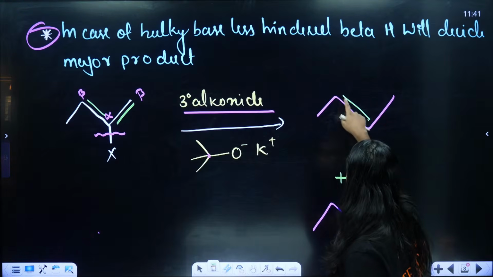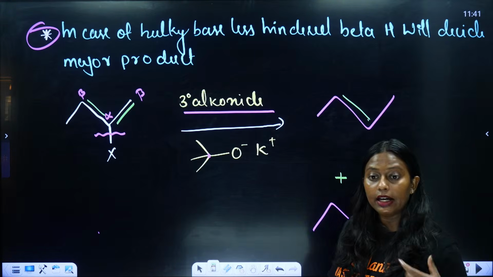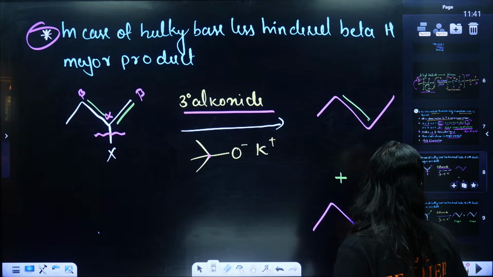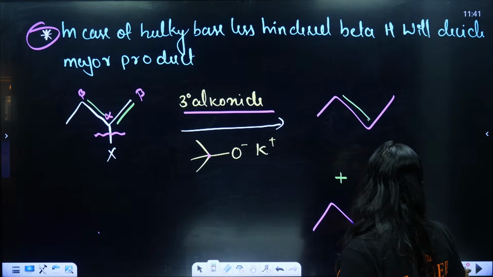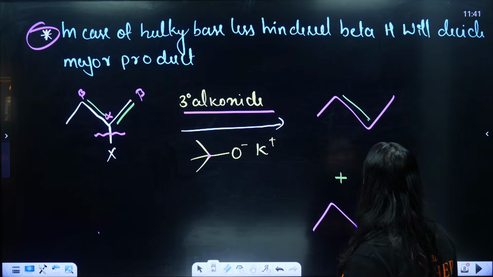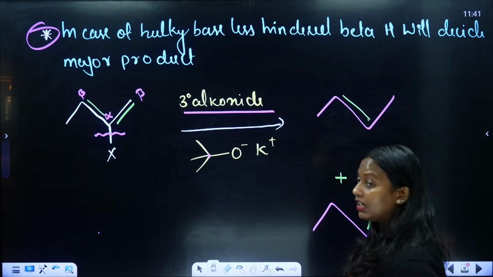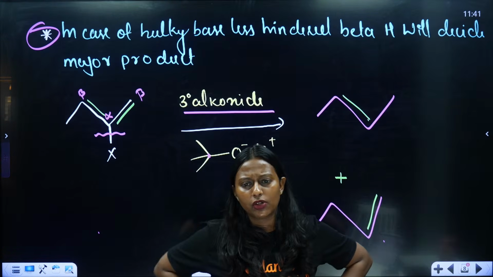Here the double bond is not attached in this position. So which one is the major product? How will we calculate which one is the major product?